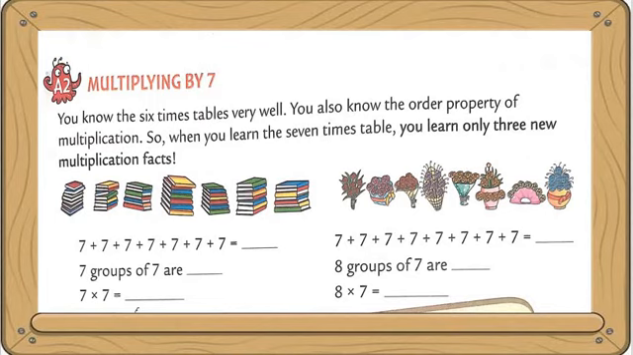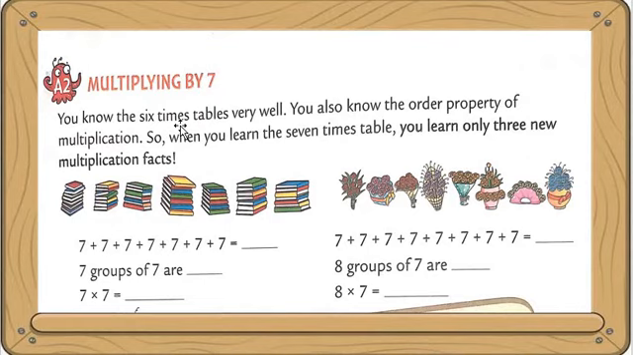Multiply by 7. So you know the 6 times tables very well. I hope you all know the table of 6. The book told us you know the six times tables very well. Understood? So we know the six times tables very well.